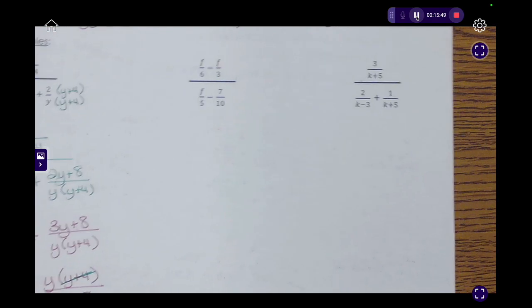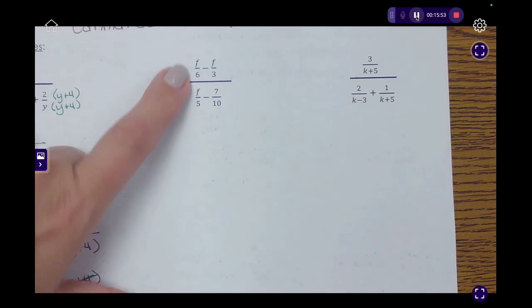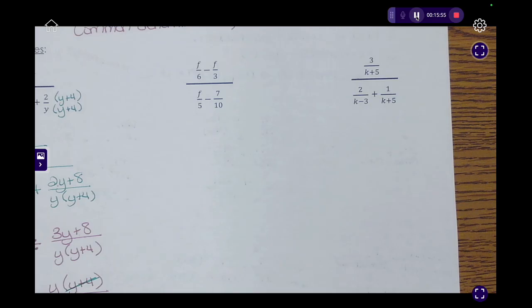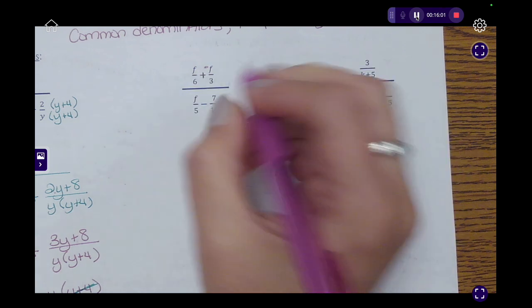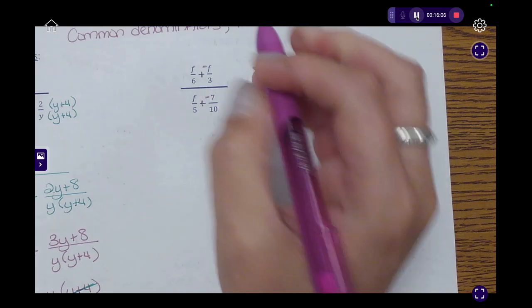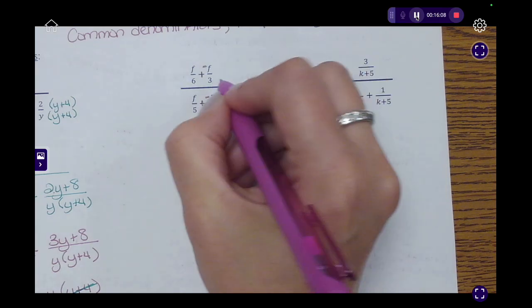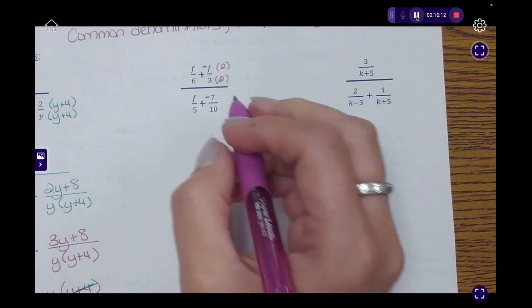Okay, so let's do one more. So looking at this one, I do have fractions that I'm subtracting on the top and the bottom. So we have to get both of them to be a common denominator. So remember, for this first one, I'm going to change that. So keep, change, flip again. So if I look at the first one, this is a 6, this is a 3. I know I can make this a 6 if I multiply that by 2. So I'm going to rewrite that.